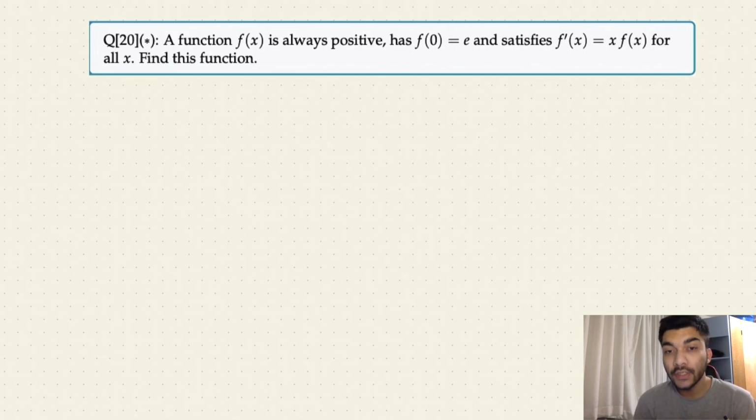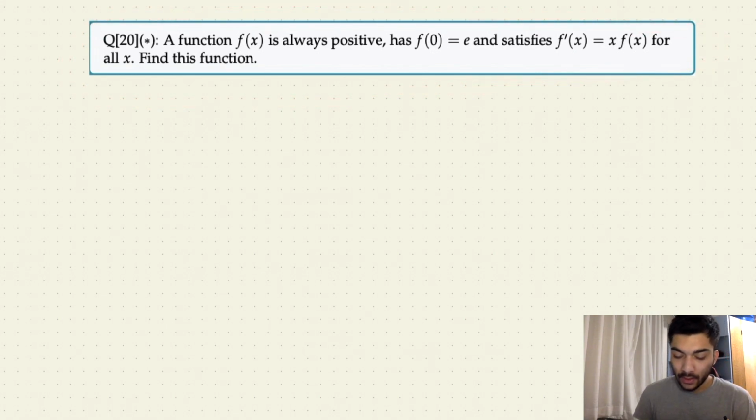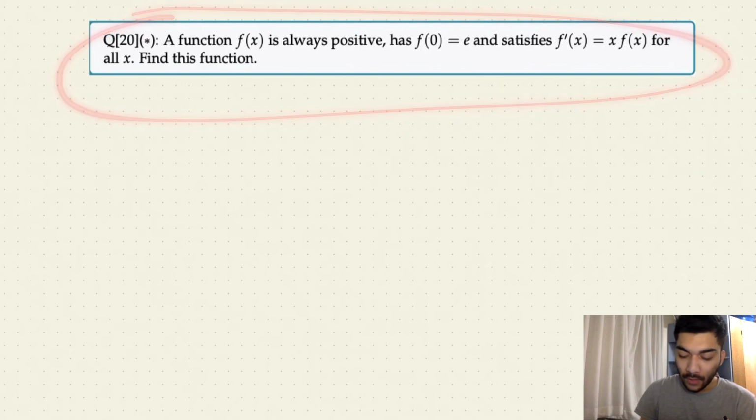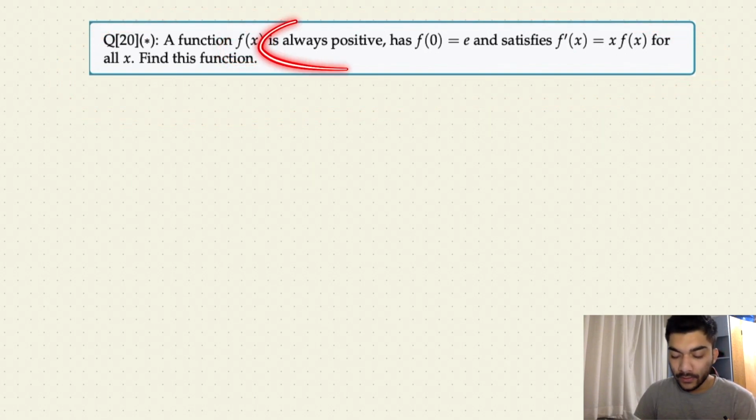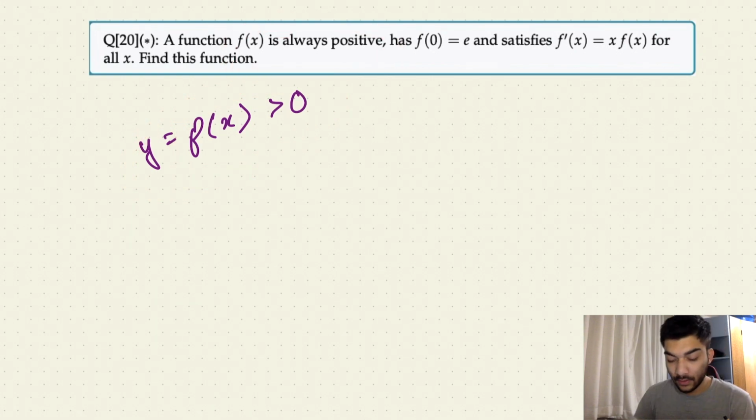So let's continue our discussion on separable differential equations and let's do a smaller word problem on a differential equation. In this question, you have been given that there is a function f of x which is always positive. So you know that if f of x is always positive, your y, or your f of x function, since you also know that y is f of x, is basically greater than 0, right?